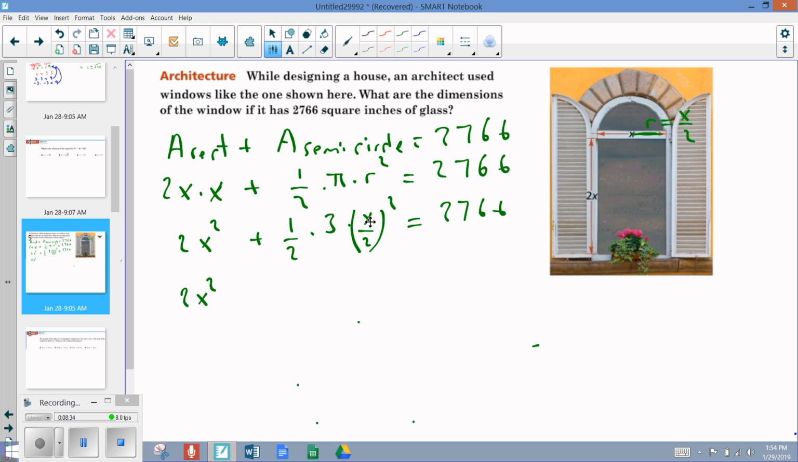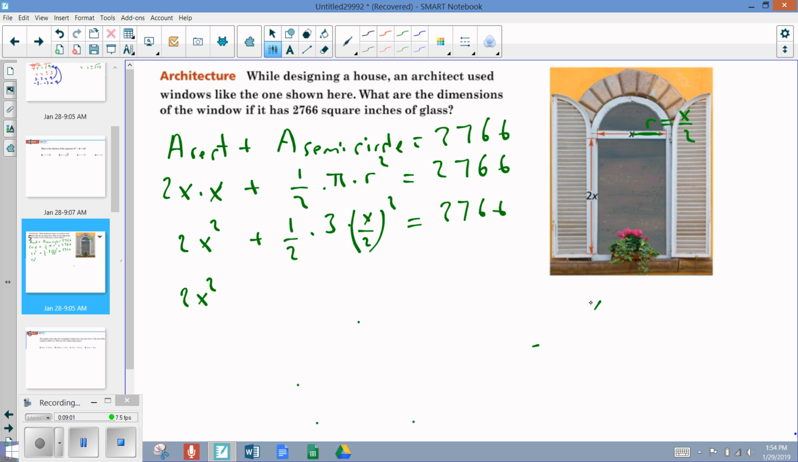Can you guys participate? Hey, let's go. Sit up. Sleeping mode? No. Go ahead. X over 2 parentheses squared. This question is for everybody. I said x and you said x.